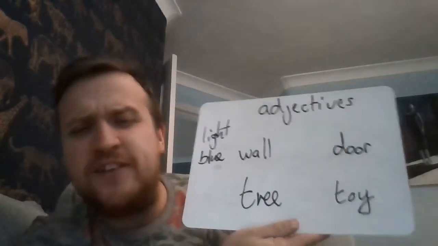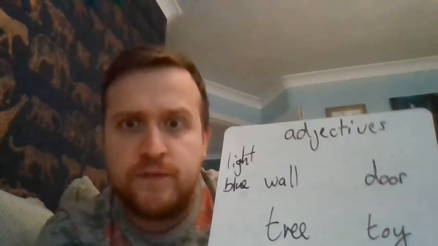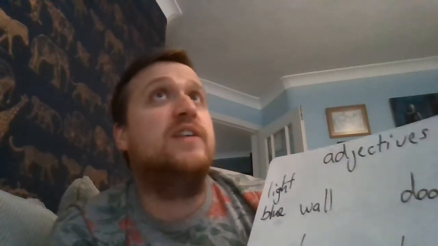Tree. How might I describe a tree? Well, the bark of the tree might be rough. So there the adjective would be rough. It could be tall. It could be spooky looking. Yeah, maybe.